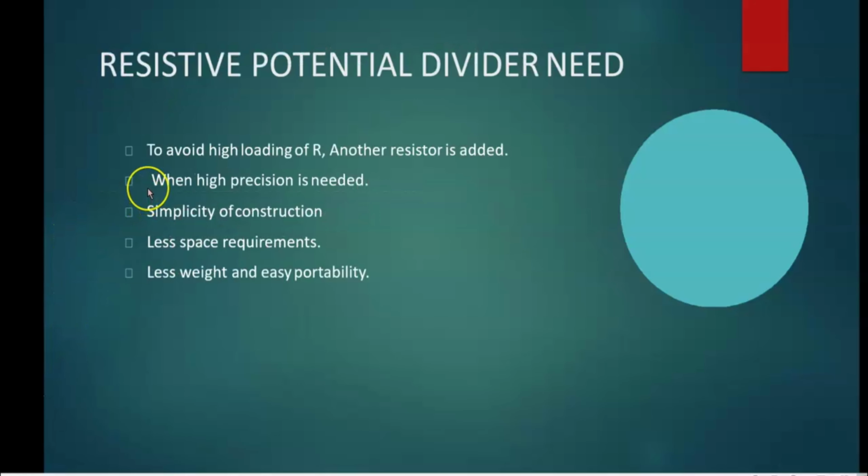Next one is why we need resistive potential divider. Potential divider is a passive linear circuit that produces an output voltage that is a fraction of its input voltage. So that's why to avoid high loading of resistance R, another resistor is added. Then when high precision is needed, resistive potential divider method is used. Then there is also the advantage of simplicity of construction, less space requirement, less weight and easy portability. So that is why we need resistive potential divider.